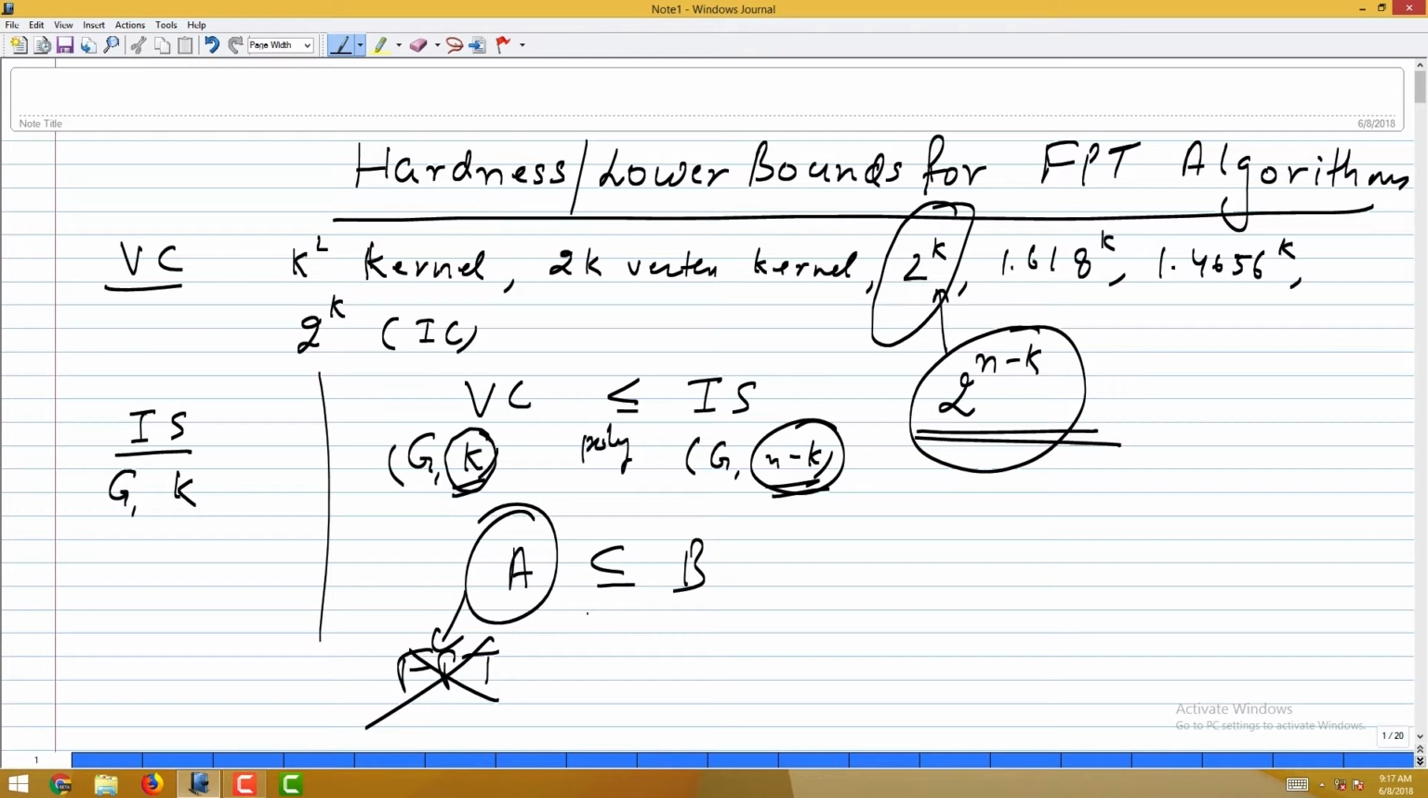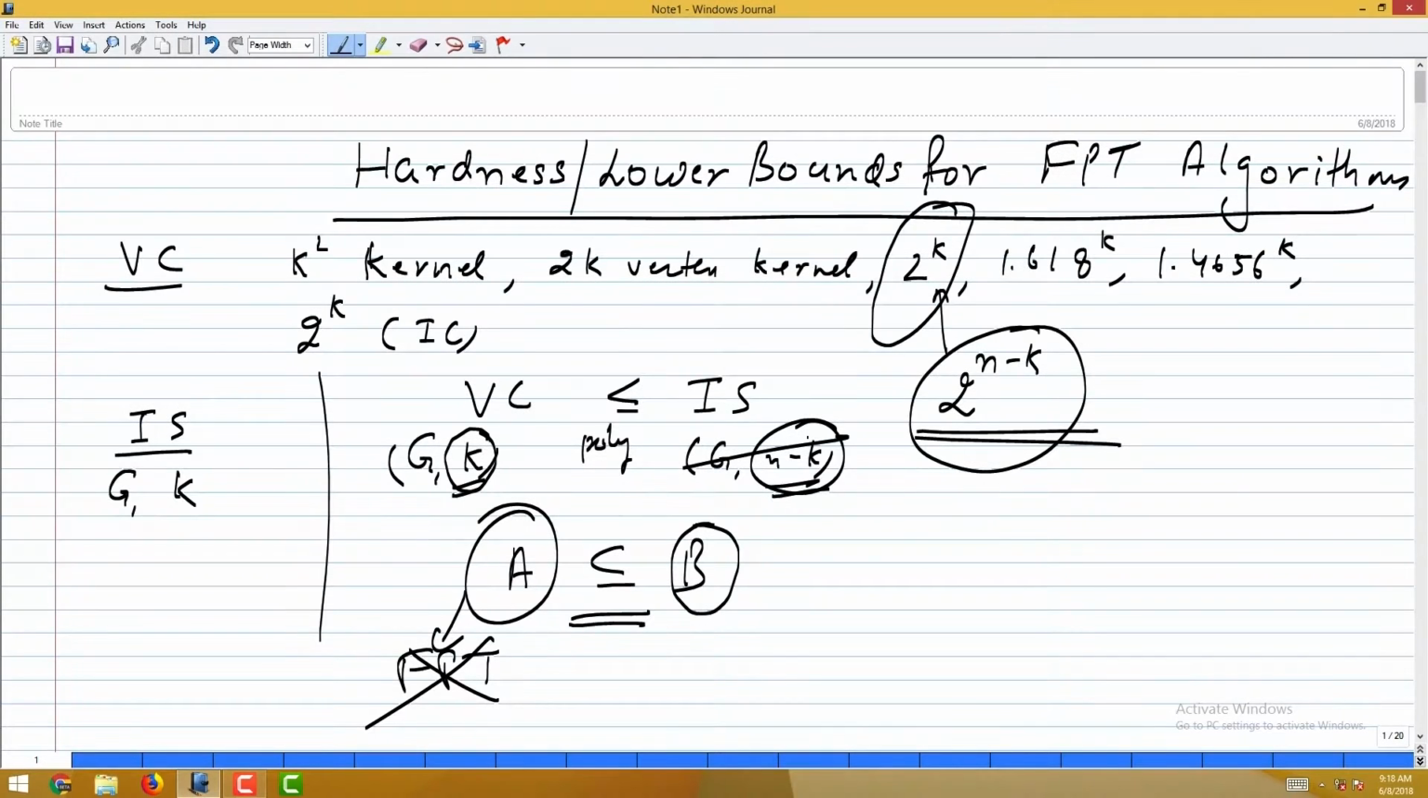And then all we try to do is give an appropriate reduction that reduces A to B, and the kind of reduction should be such that if you give me an FPT algorithm for this problem B, then I can definitely give you an FPT algorithm for A.